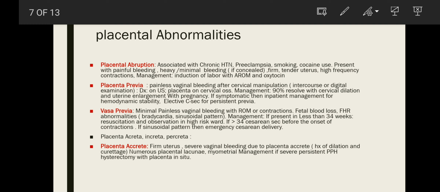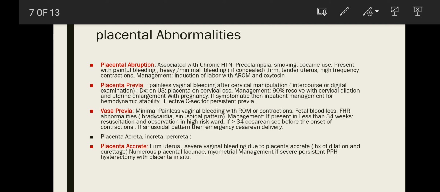But if symptomatic, then we need inpatient management for hemodynamic stability and planned elective C-section before the onset of contraction. We need to do elective C-section before the onset of contraction in case of placenta previa and also in case of vasa previa. So what is vasa previa? Vasa previa is a condition in which fetal vessels are present at the cervical os. In placenta previa, the placenta is present on the cervical os. In vasa previa, fetal vessels are present at the cervical os.